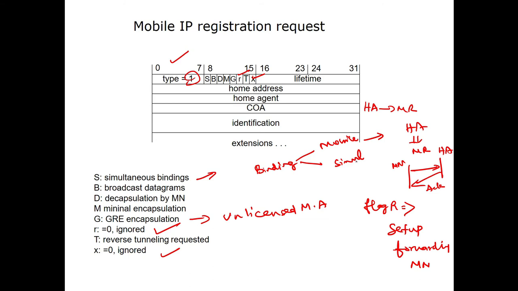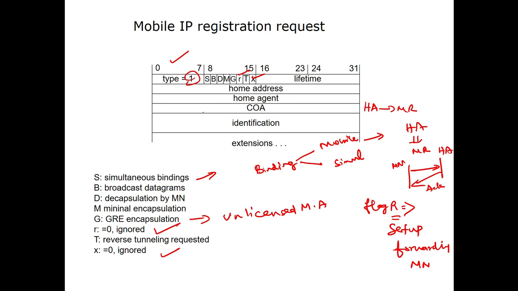So simultaneous binding has a flag that is set, and it is automatically set up for forwarding to the mobile node. That is said to be the simultaneous binding. The difference between normal binding and simultaneous binding is that the mobile routing flag R value will be there. This R value will be set with respect to forwarding the data packets to the mobile node.